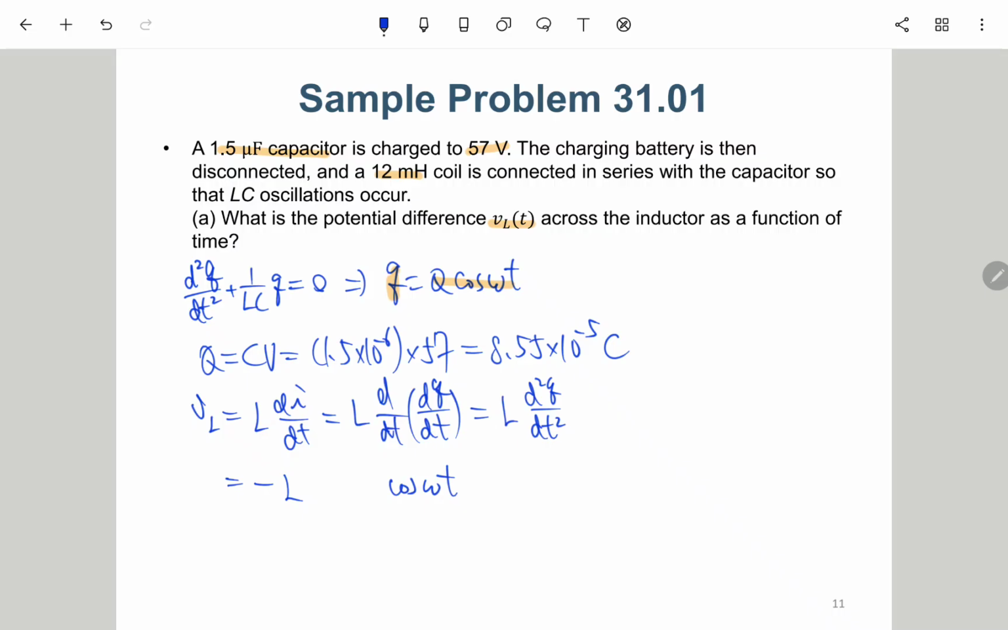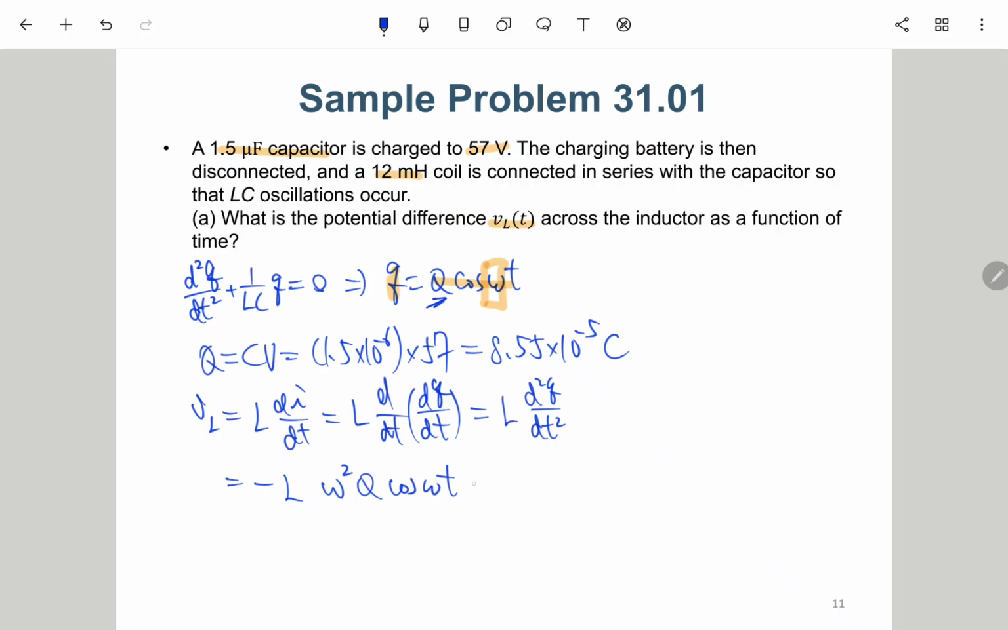But we have something else, which is the chain rule. For the chain rule, we have this omega two times, so we have omega squared. So it turns out to be negative. We should still have this Q. This Q is still there. So from here, it turns out to be negative L omega squared Q cosine omega t.